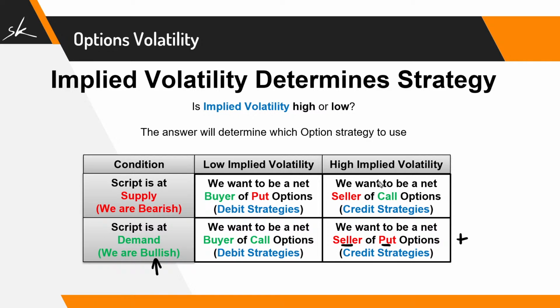Now why am I collecting premium? Because I know currently the implied volatility is high. The correct thing to do would be selling options, not buying options. And this is again a credit strategy because I will be collecting that premium which will get credited to my account. So this is what we need to understand: is the implied volatility high or is it low? Because based on that, we will be deciding whether we want to buy options or sell options.